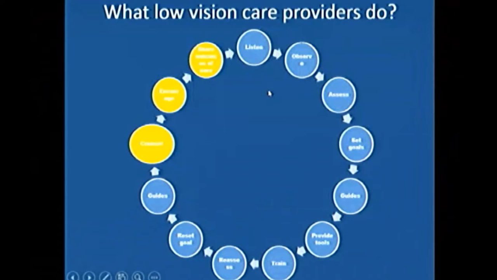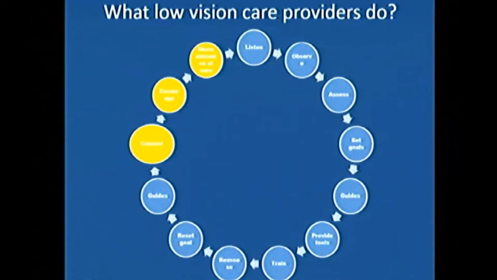So what does the low vision care provider do? As and when a client comes, they listen, they observe, they assess, then they set goals along with the caregiver and the client, then guide them to reach this set goal, and if required, provide some tools like low vision aids. Train the disabled person to use those aids and then reassess periodically. Once again, the cycle starts of resetting the goal, because if that goal has been reached, we can think about solving other problems. And in this way, the cycle goes on till late age.